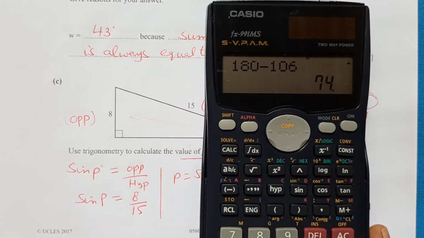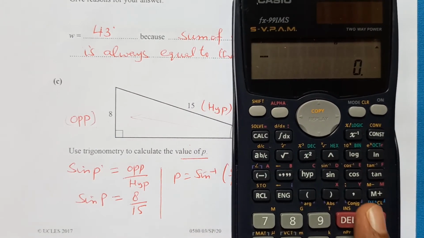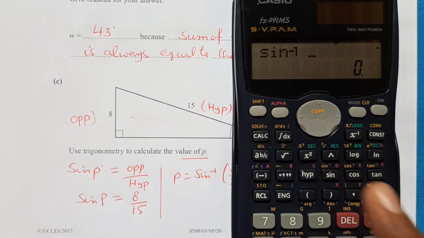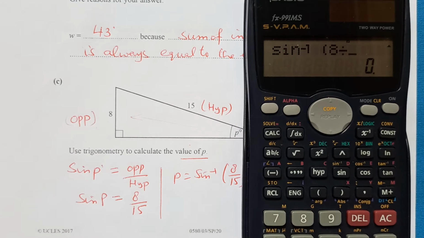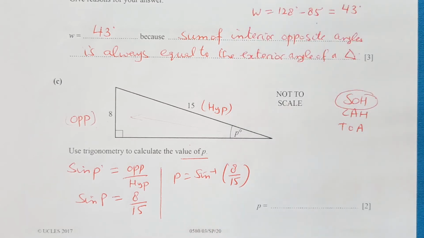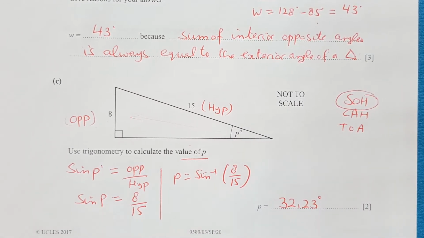So we will use the calculator for this. Sine inverse of 8 over 15, 8 divided by 15. So this is 32.23 degrees.